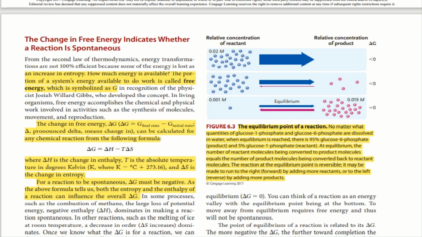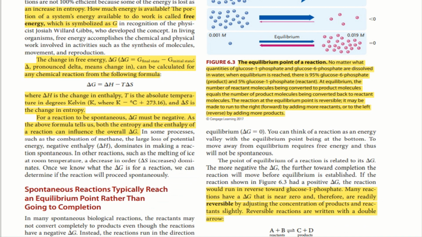At equilibrium, the number of reactant molecules being converted to product molecules equals the number of product molecules being converted back to reactant molecules. The reaction at the equilibrium point is reversible. It may be made to run towards the right by adding more reactant or towards the left by adding more product. For reactions whose delta G or free energy is near zero, they are readily reversible by adjusting the concentrations of products and reactants slightly.